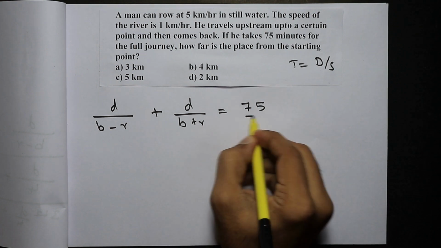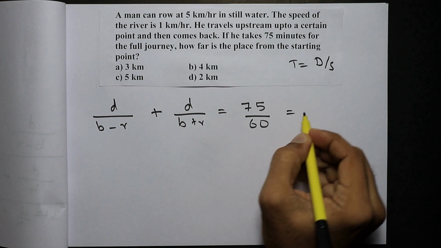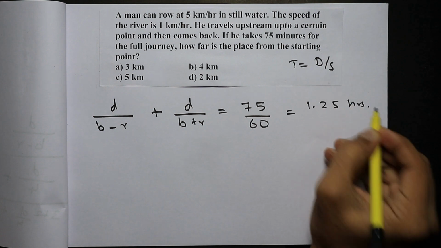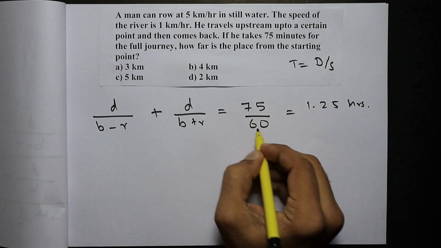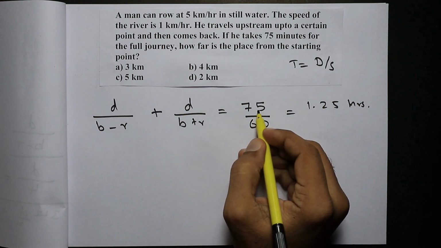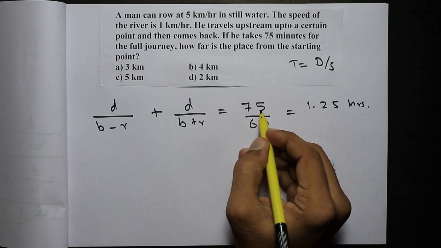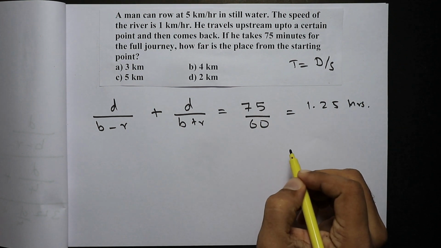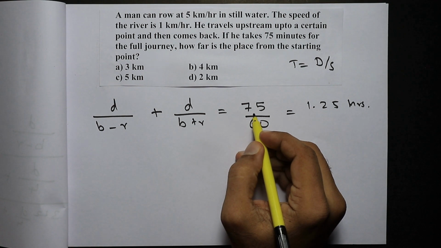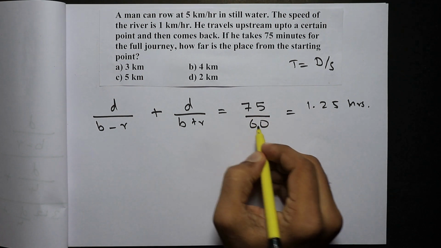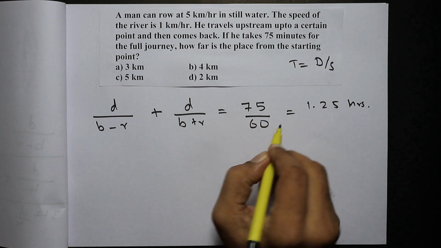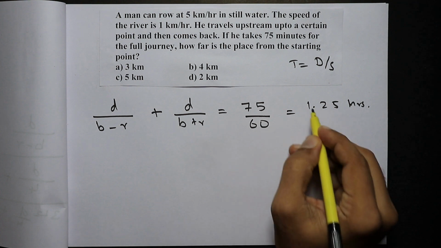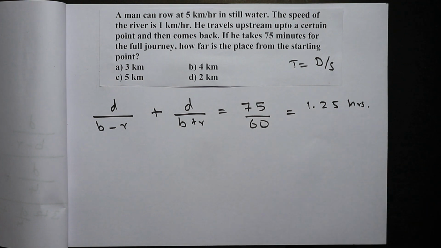To convert minutes into hours, you have to divide by 60. So that will be 75 by 60, that is 1.25 hours. For example, if you have 30 minutes, divide by 60. So 30 by 60 is equal to half an hour. If you have 60 minutes, 60 by 60 is equal to 1 hour. Similarly, for 75 minutes, just divide by 60, and you will get 1.25 hours.